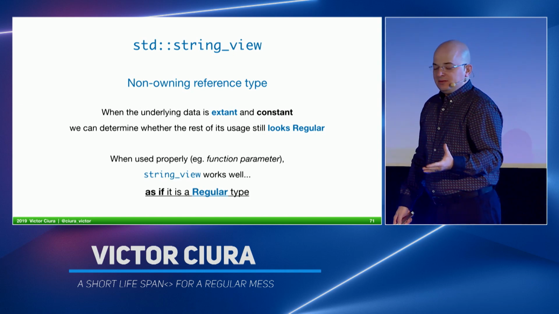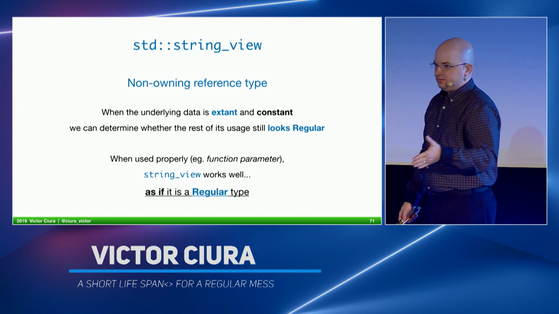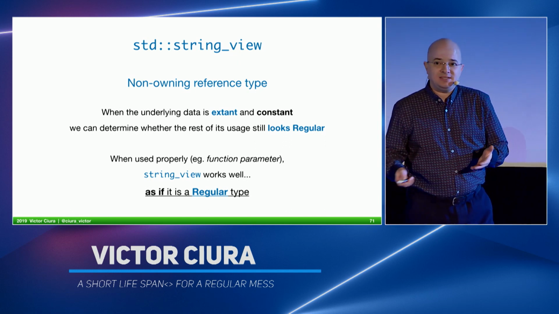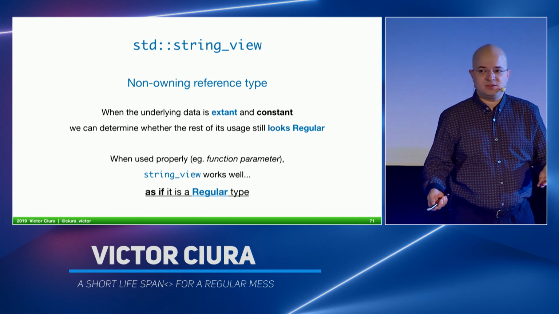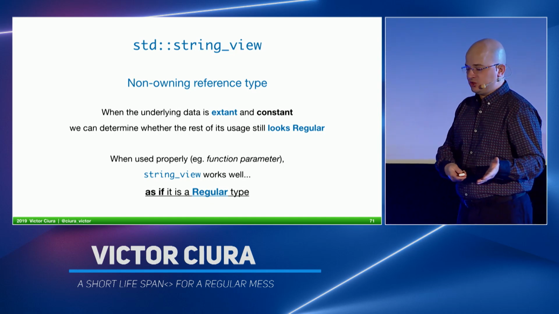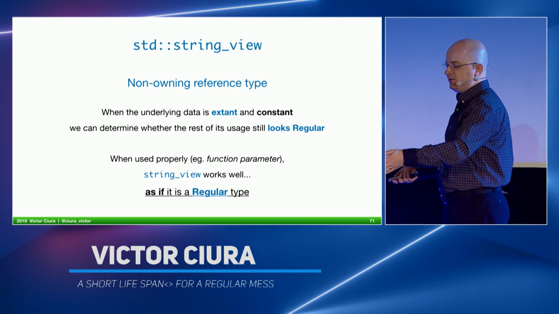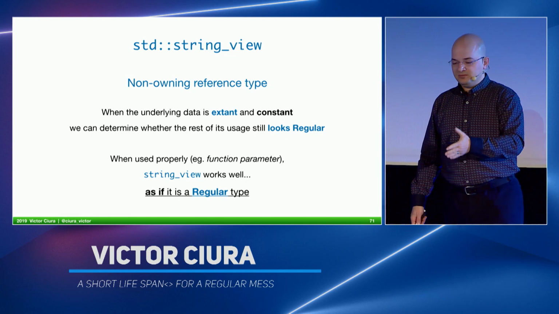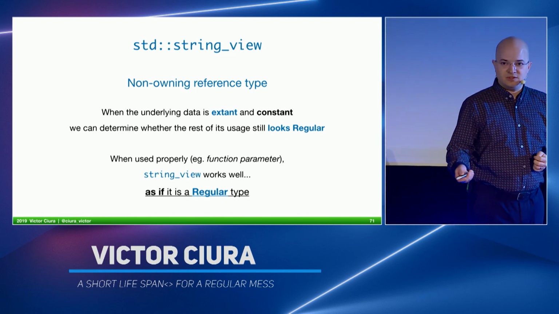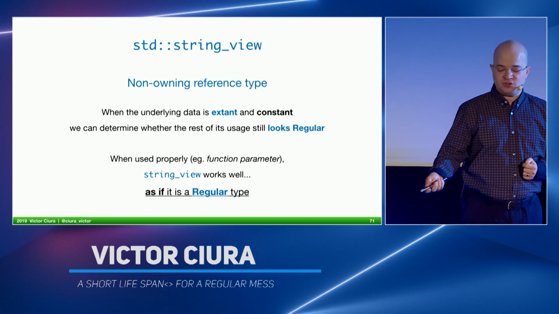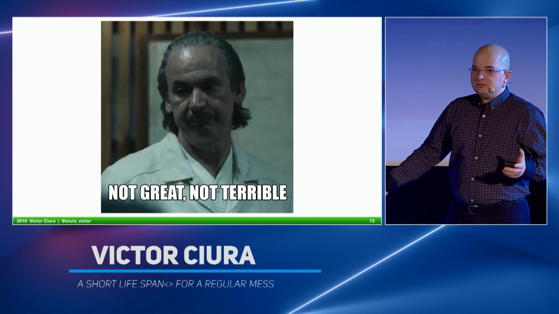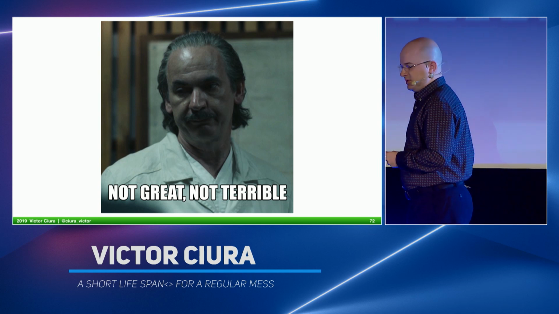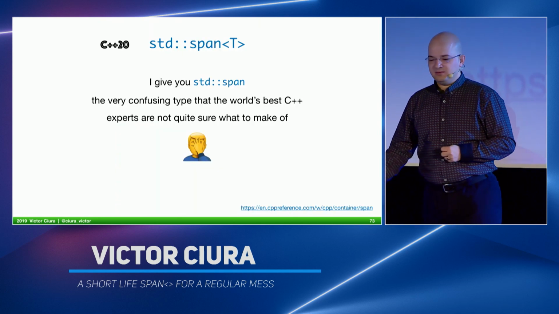When used properly, and this would be the recommendation, in function parameters, string view works well as if it's a regular type. It's obviously not a regular type as per the Stepanov definition, but it kind of behaves well when used in this restricted context. So it's safe and it's convenient. I wouldn't discourage people from using it. It's definitely efficient. So not great, not terrible, but we shall see that things get worse with span.